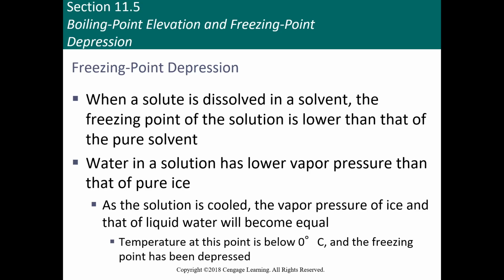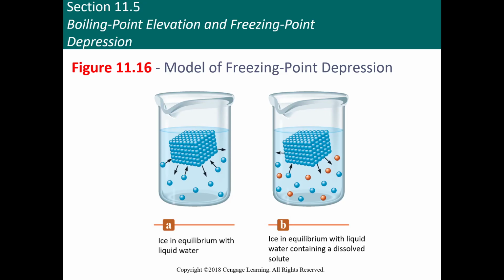As the solution is cooled, the vapor pressure of ice and that of liquid water will become equal. The temperature at this point is below 0 degrees Celsius, and the freezing point will have then been depressed. Right here we see an example of it at a molecular level. And so right here, this is ice that's in equilibrium with water. So the ice in equilibrium with liquid water containing a dissolved solute is going to have to interact with the solute. When we try to join them back into the water, we will have to break these solute-solvent interactions here. And so that will depress this freezing point, make it harder to freeze.